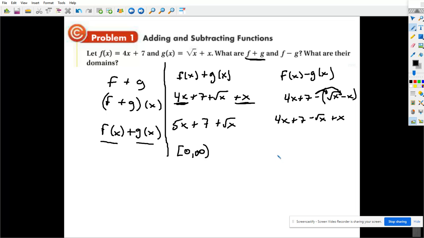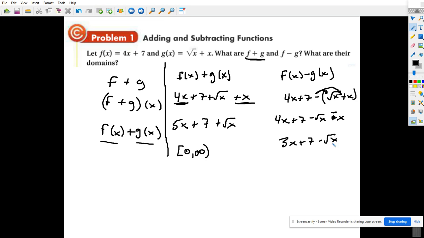So when I subtract, oh, what am I doing here? Hold on. That's a plus sign. Sorry, this is a plus sign. So when I subtract, that becomes a minus. So 4x minus x is a 3x plus 7 minus the square root of x. Okay, so again, same thing for the domain. What makes this 0? And simple problem, it's 0.